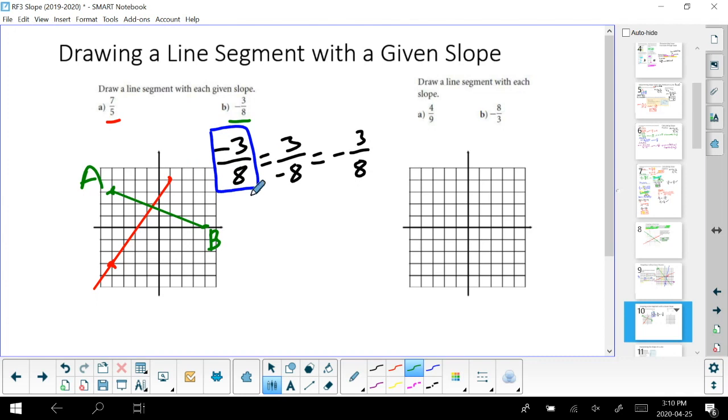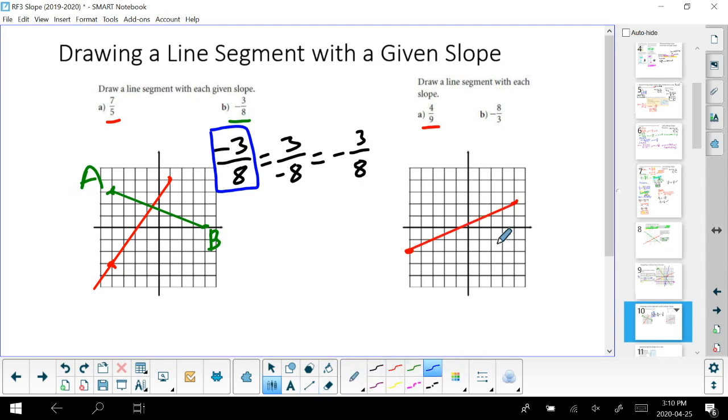Let's try out 2 more here. I've got 4/9 as our slope. So again, let's start in the bottom left here somewhere. 4/9 means that for every 4 that we move up, we're going to move 9 units to the right. So 1, 2, 3, 4, and then 1, 2, 3, 4, 5, 6, 7, 8, 9 units to the right. And again, we can connect our line segment there with a straight line.